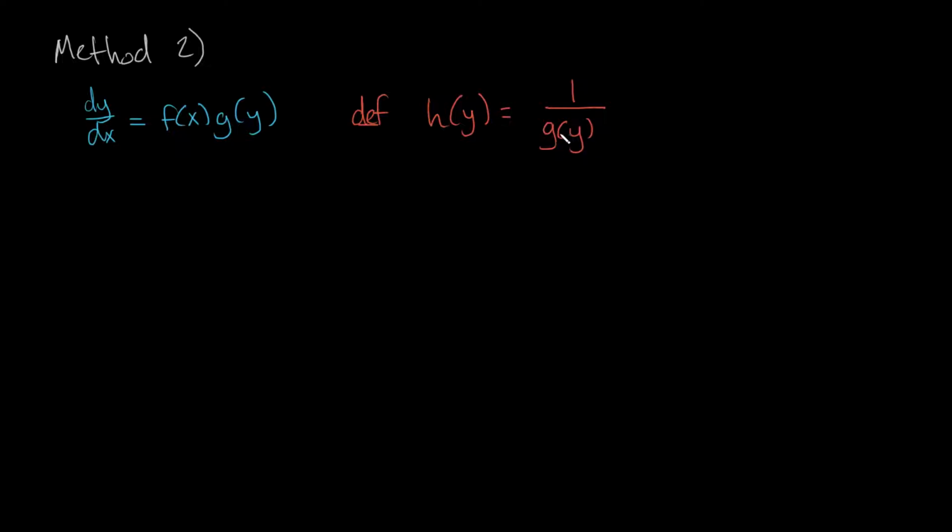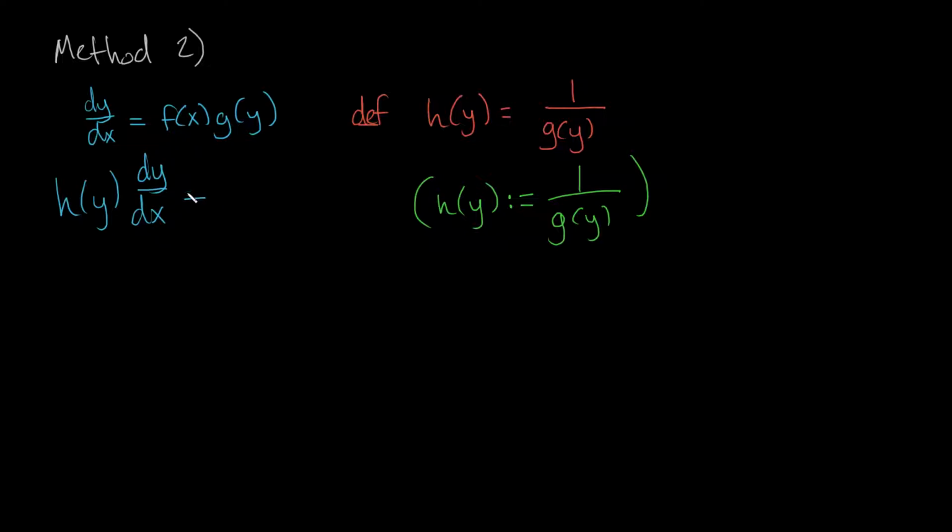And just as a quick side note, there is actually a way in math to write a definition like this. We could have also written that h of y is colon equal, defined to equal 1 divided by g of y. These are both perfectly valid ways of writing it. So now that we have this definition, let's just quickly rewrite our differential equation as h of y times dy dx equals f of x.